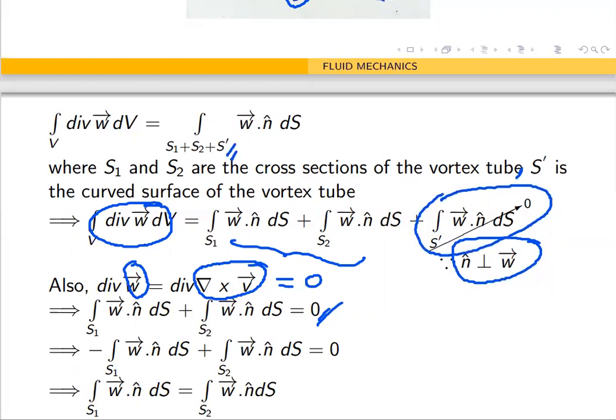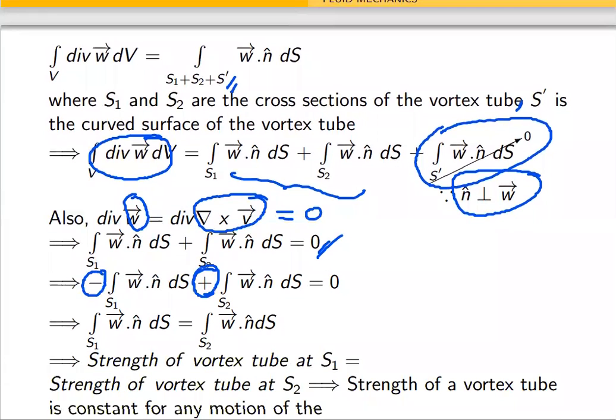Fine. Now, the negative sign we have taken for S1 for the reason that we are going along the direction of the vorticity W, and on S1, N is opposite to the direction of W, so it is minus. And for the next one, for S2, it is plus, equal to 0. Now, whichever has the minus sign, we will shift to the other side.